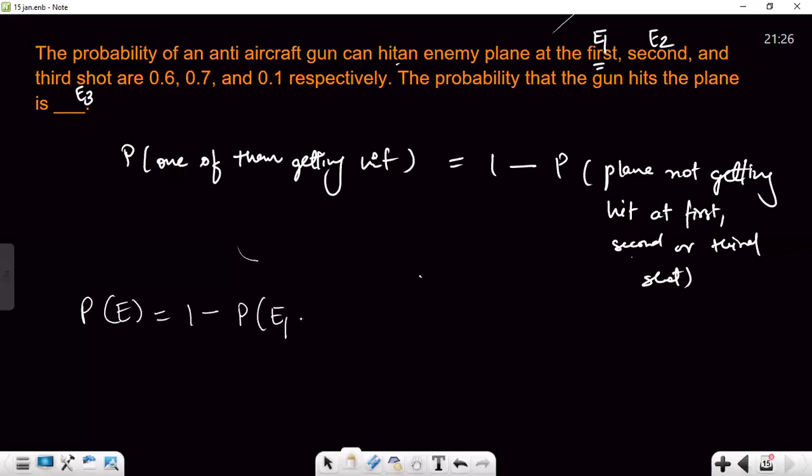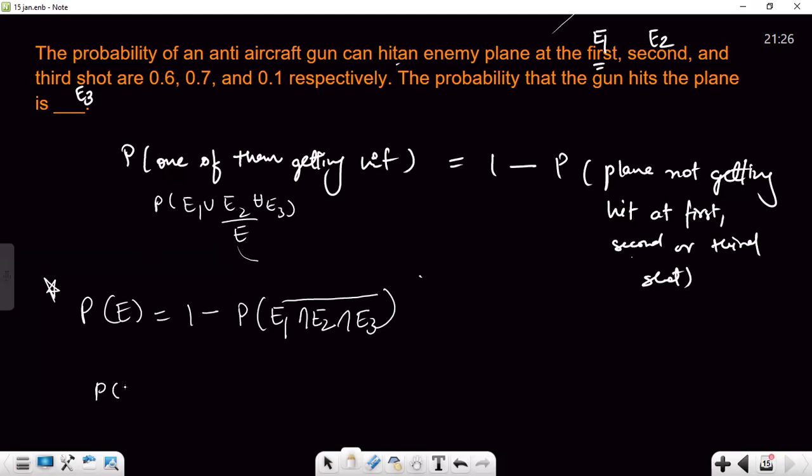So event 1 is not happening, 2 is also not happening, and 3 is not happening. Is the solution statement clear? Is this clear, everyone? Yes, sir. Okay, great. And this E is basically the probability of E1, E2, E3. Okay, and this is what we are calling E.